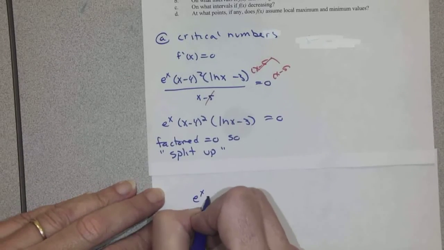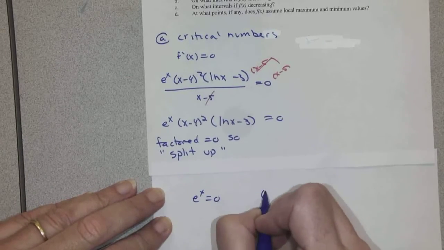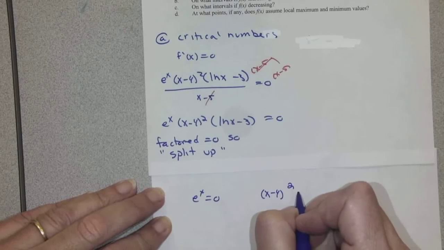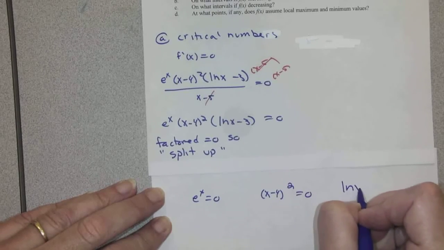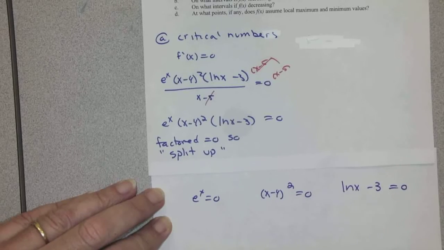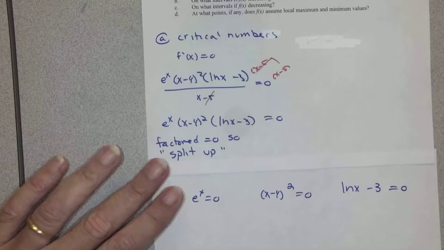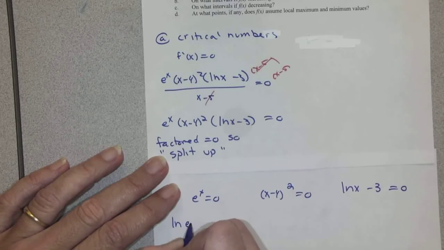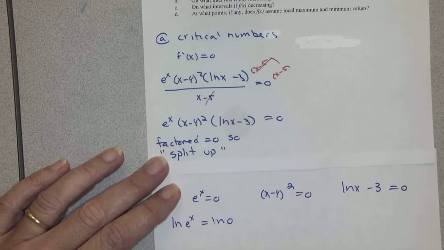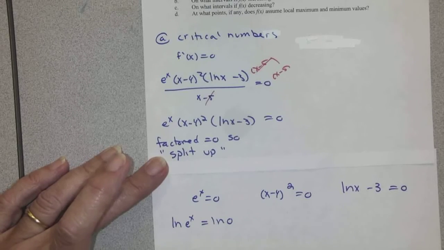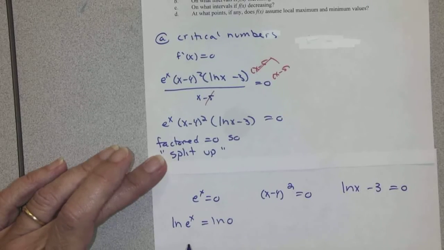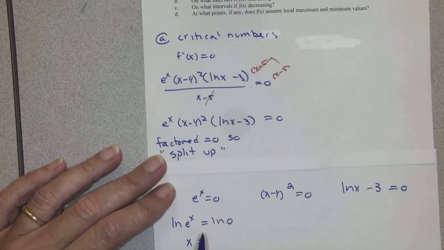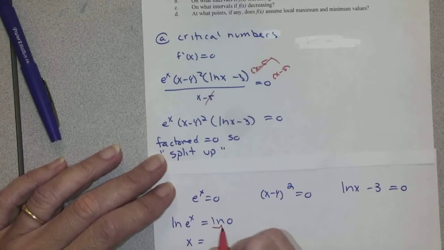So I'm going to have e to the x equals 0, x minus 4 quantity squared equals 0, natural log of x minus 3 equals 0. Then I solve each one of those. Exponential equation. Take the logarithm of both sides. Because natural logs and natural exponentials are inverse functions, when I do them both, I just get x. But this is undefined.